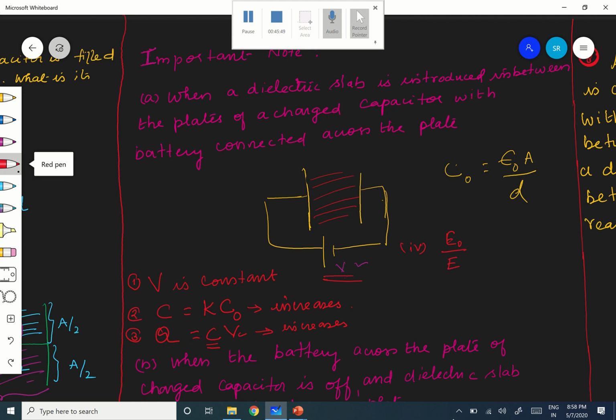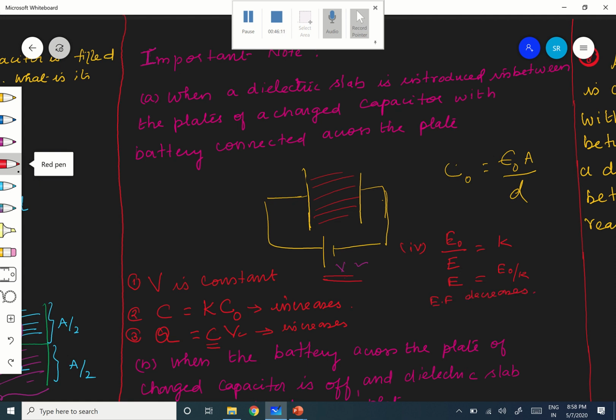E is nothing but the reduced value of the electric field inside, that is nothing but K. Correct? Therefore, what is your E? Therefore, E is equal to E naught by K. So, E naught by K means the electric field decreases.